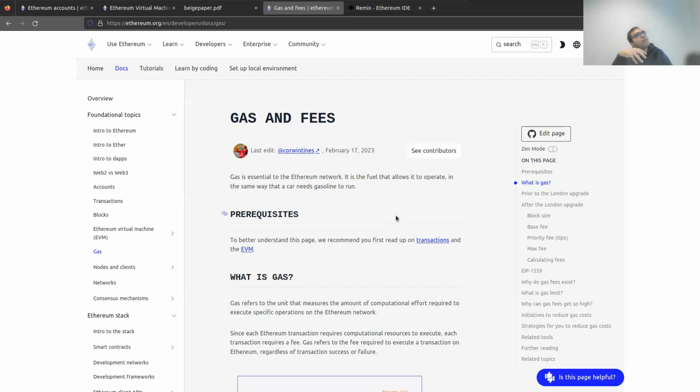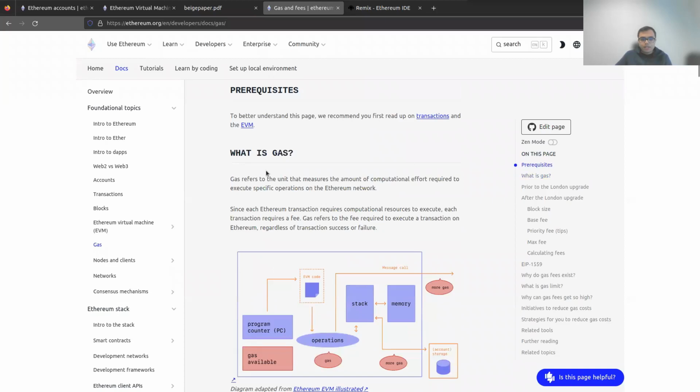Now, if you call a function of a contract, that function is going to cause some execution that everyone has to do. And based on how much time or how much resources that execution actually uses, you also have to pay a fee for that. And these fees are what we call gas. So gas is basically the amount of money that you have to pay for the execution of your particular transaction.